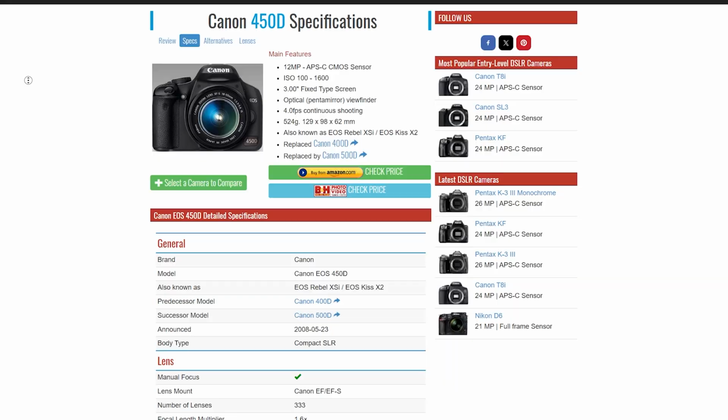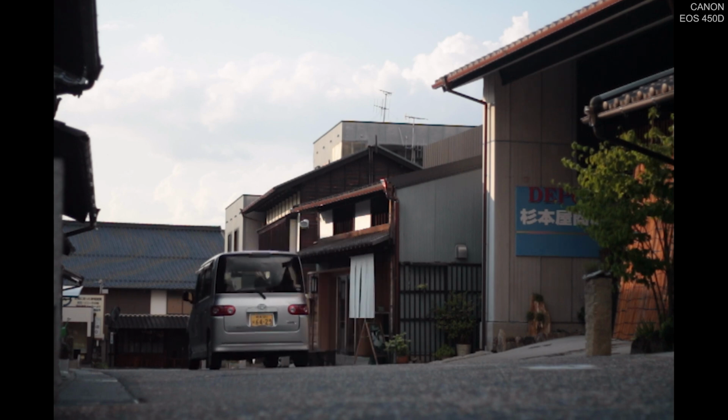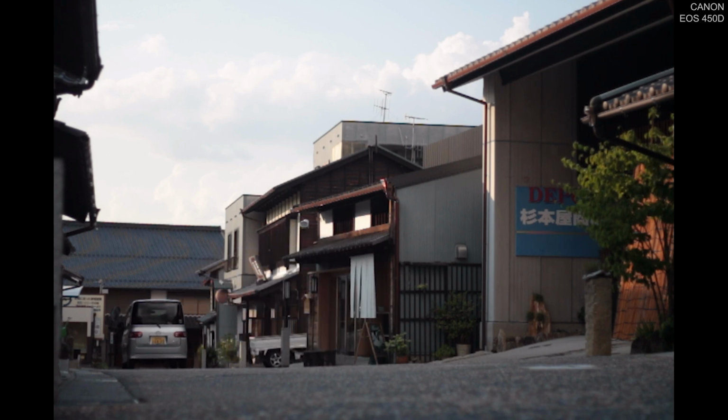This is my Canon 450D. It's a good camera for taking pictures, but unfortunately, it cannot film. And here are some videos that I filmed with it.